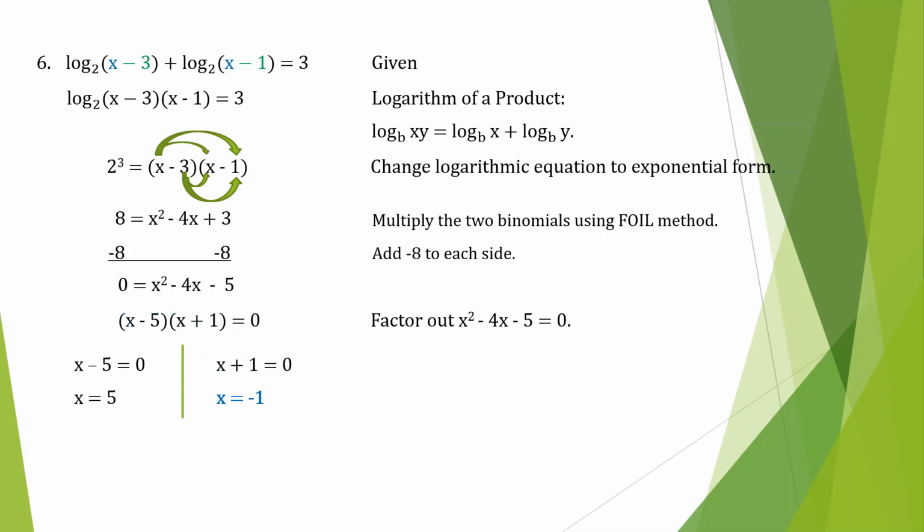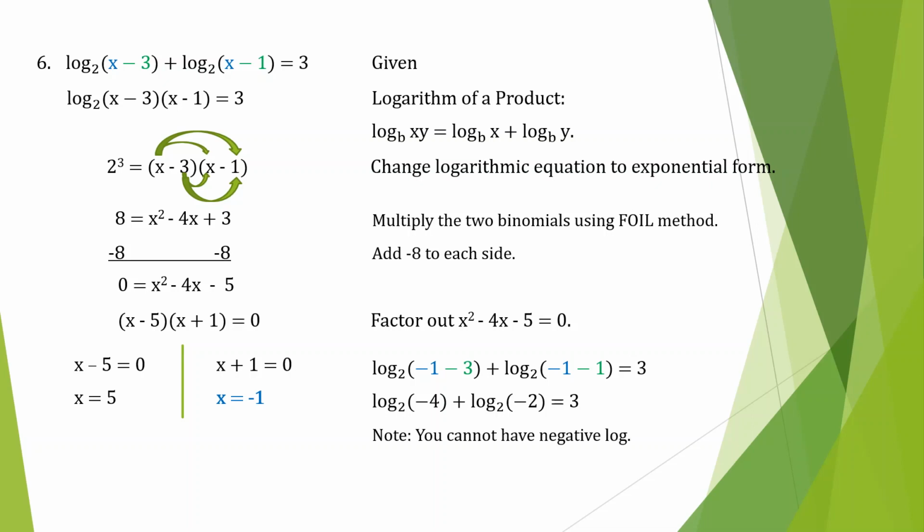Let us substitute negative 1 to the given logarithmic equation. So we have logarithm base 2 of negative 4 plus logarithm base 2 of negative 2 is equal to 3. Take note that you cannot have negative log. So therefore, the answer is x is equal to 5.